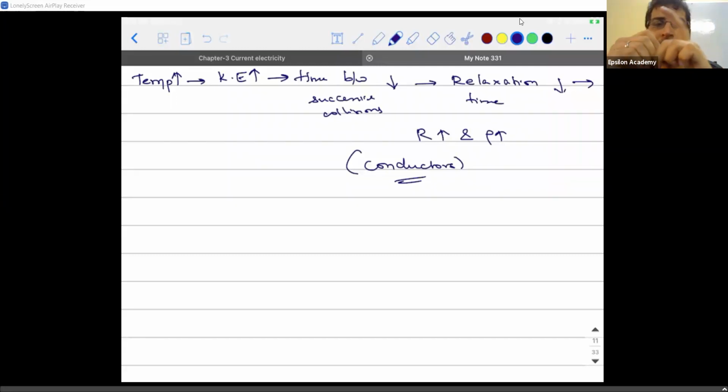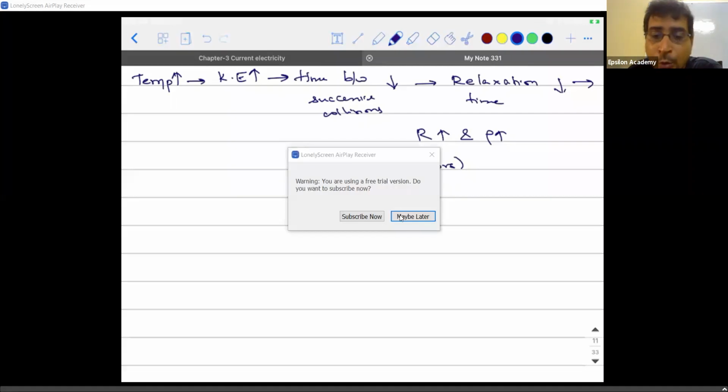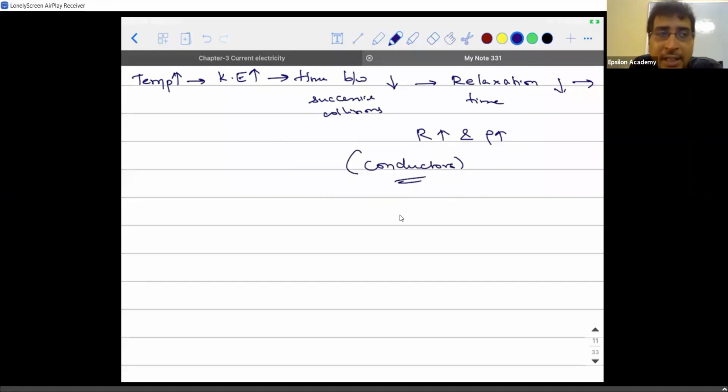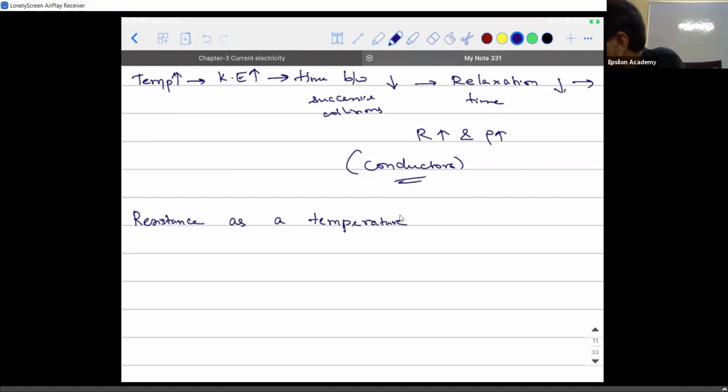One important observation that we made from the derivation of Ohm's law is that resistance and resistivity are temperature dependent. If they are temperature dependent quantities, how can they be related, or what is going to be the mathematical equation for you to calculate the new resistance as temperature changes? Write down the heading as resistance as a temperature.